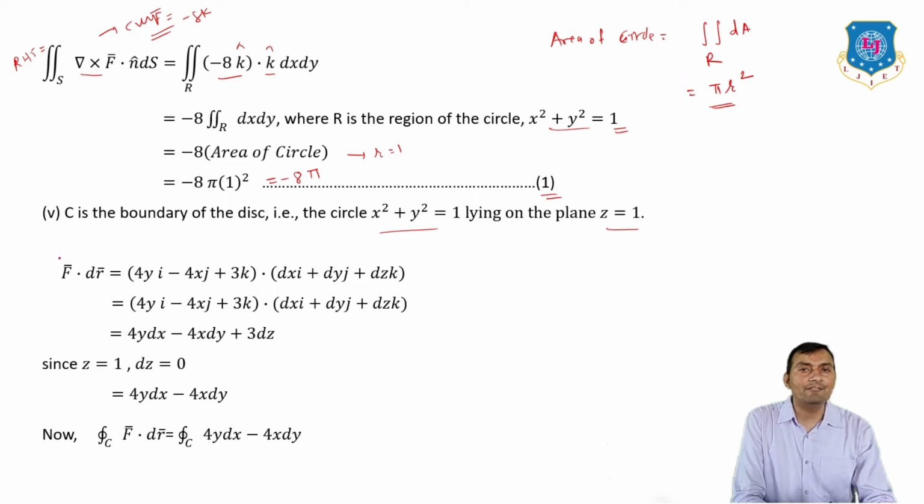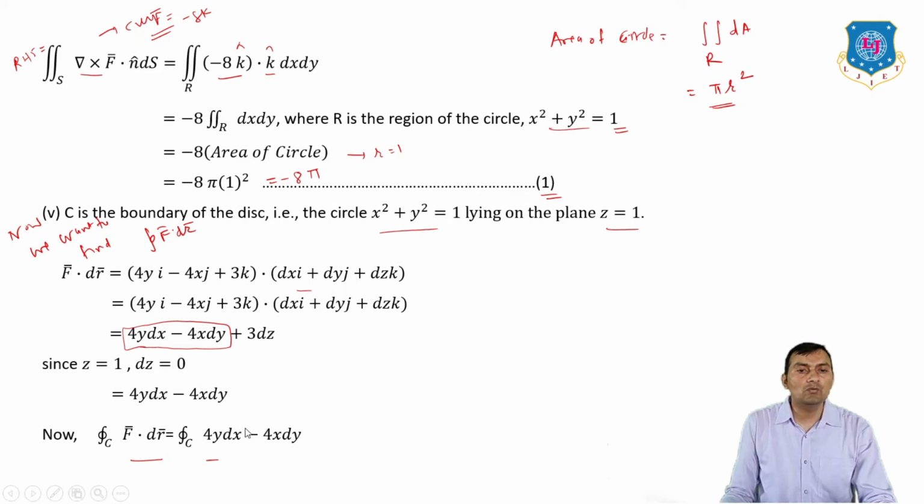So we can find F bar dot dr bar, because what we want to find out now is the line integral of F bar dot dr bar. Here F bar is given, and dr can be written as dx i plus dy j plus dz k. Taking the dot product of these two vectors, we get 4y dx minus 4x dy plus 3 times dz. Since z is equal to 1, dz is equal to 0, so the last term cancels out. Therefore, our line integral becomes like this.